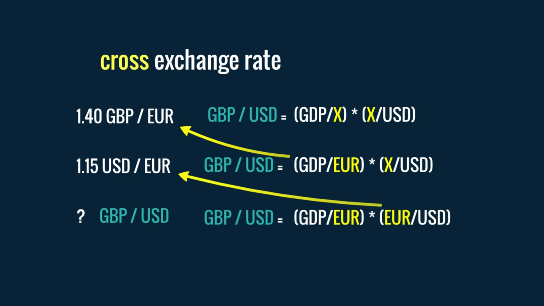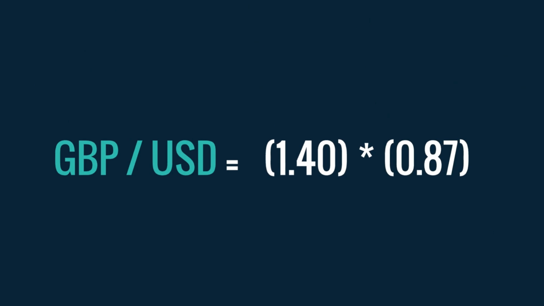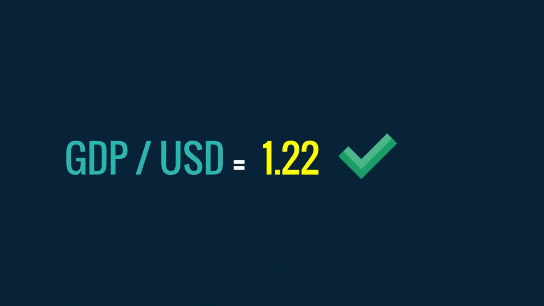However, we don't have the exchange rate with the euro on the left, so we take a shortcut. We invert the known exchange rate by dividing 1 by the given value. Now we have both exchange rates. GBP to EUR equals 1.40, EUR to USD equals 0.87. We multiply. 1.40 times 0.87 equals 1.22. So the derived exchange rate between the British pound and the US dollar is 1.22 US dollars per British pound. Great. That wraps up our look at cross-exchange rates.